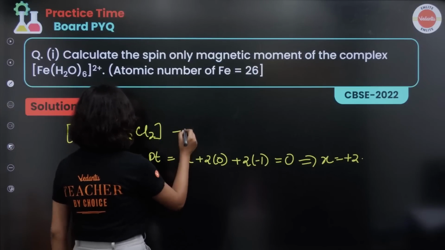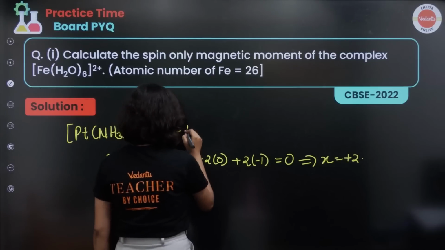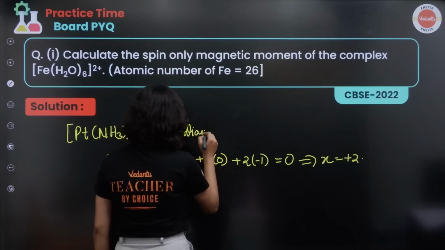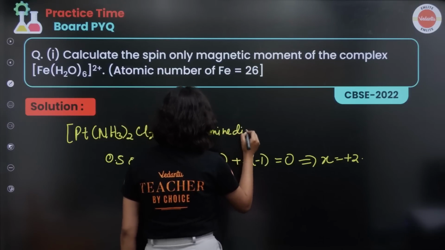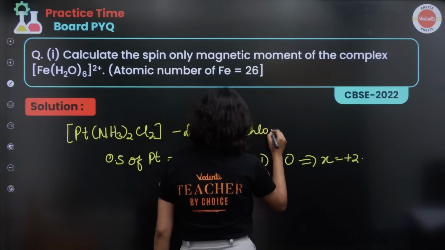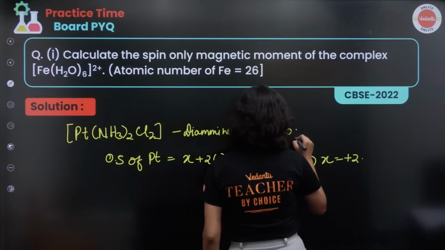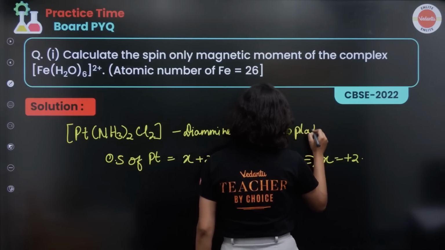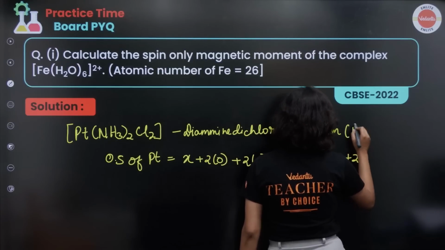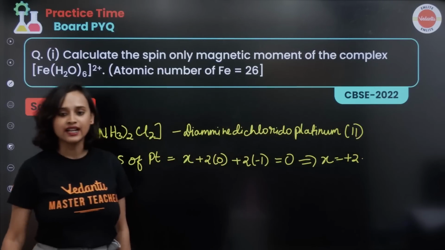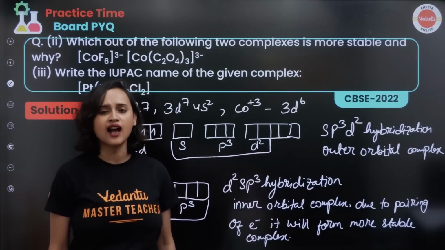What is the name? The name is definitely going to be alphabetical, if you remember. So, diammine, dichlorido, platinum 2. That is your answer. Got it? Clear? Easy peasy.